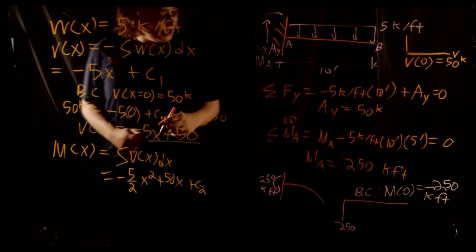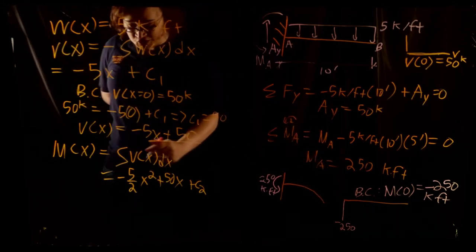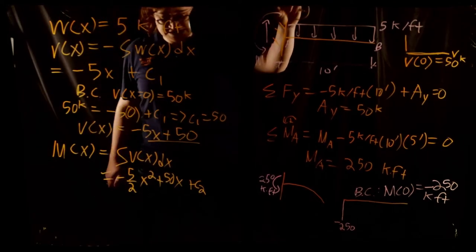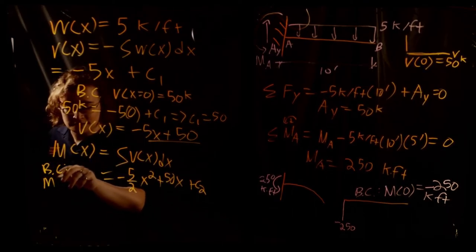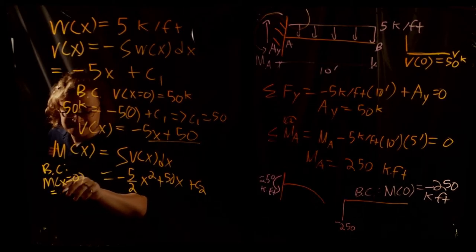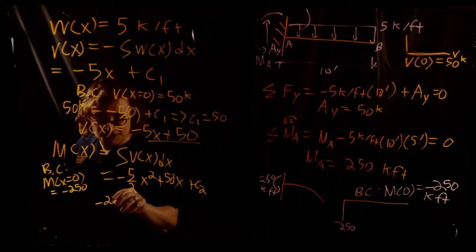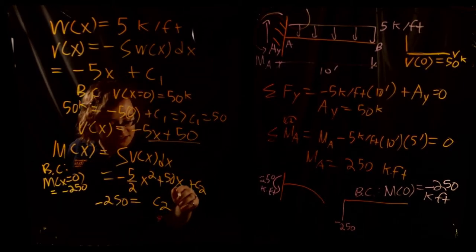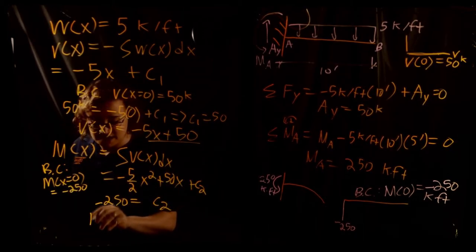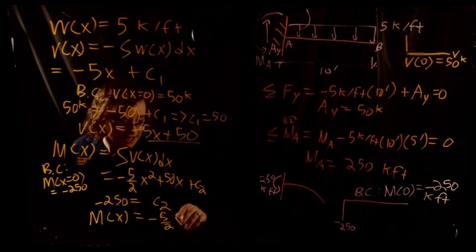And I know, again, I have a boundary condition that the moment at x equals 0 is going to be negative 250. So let me go ahead and write this out. A boundary condition I can use is M at x equals 0 is negative 250, applying what I discussed previously here. So negative 250, all of these x terms will just go to 0, so that's just going to be equal to C2. So C2 is equal to negative 250, and so therefore M as a function of x is negative 5/2 x squared plus 50x minus 250.